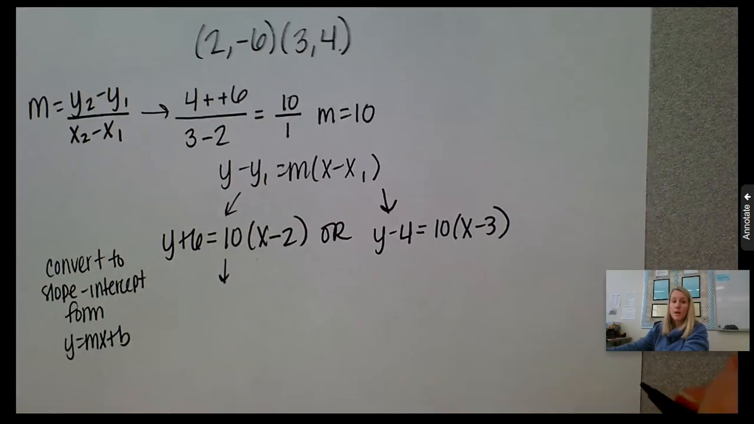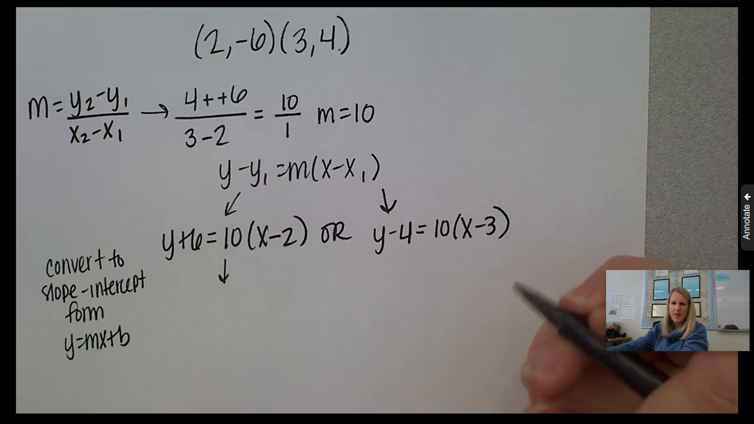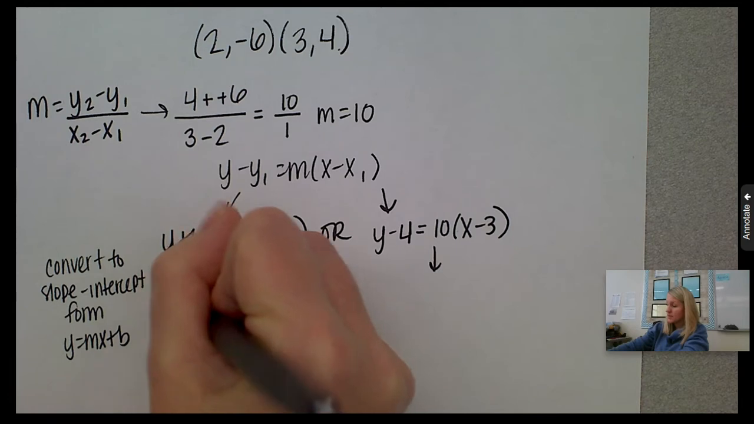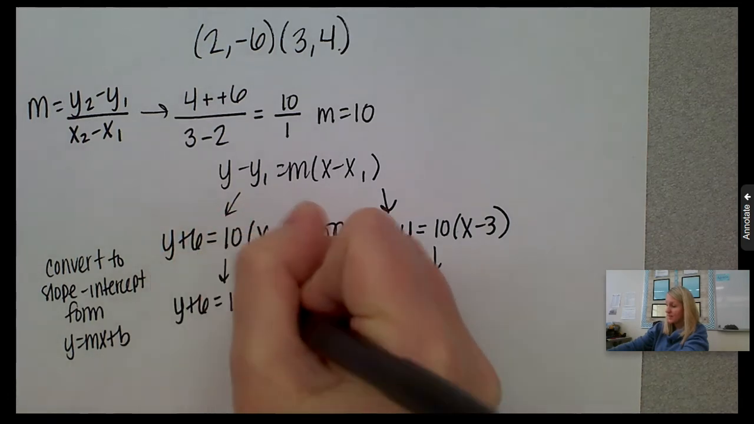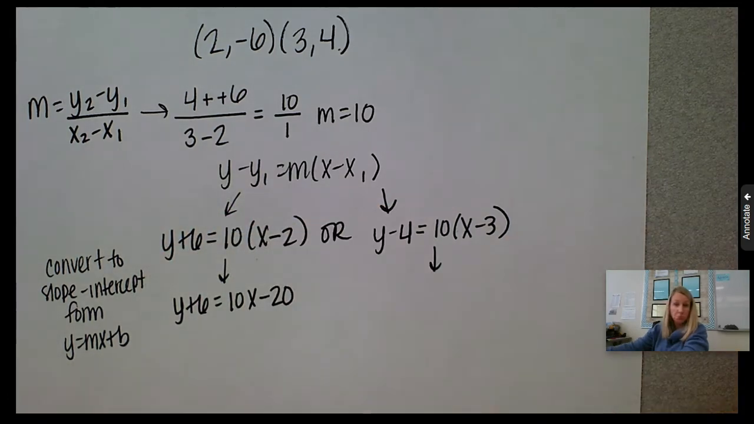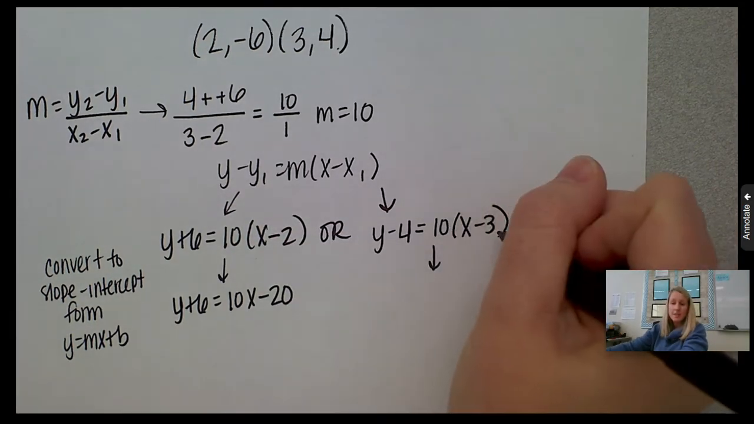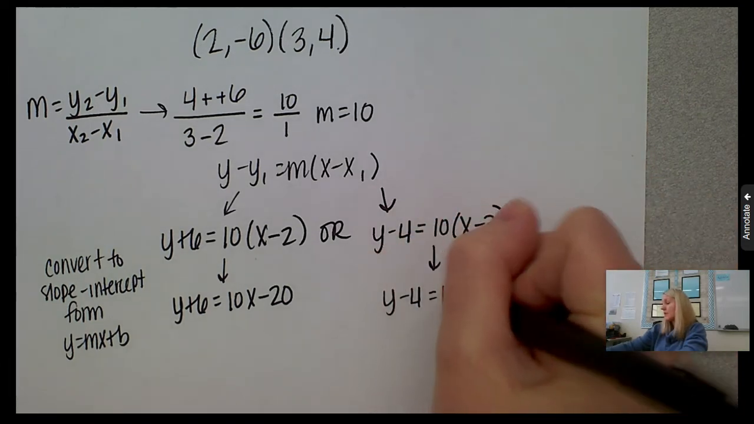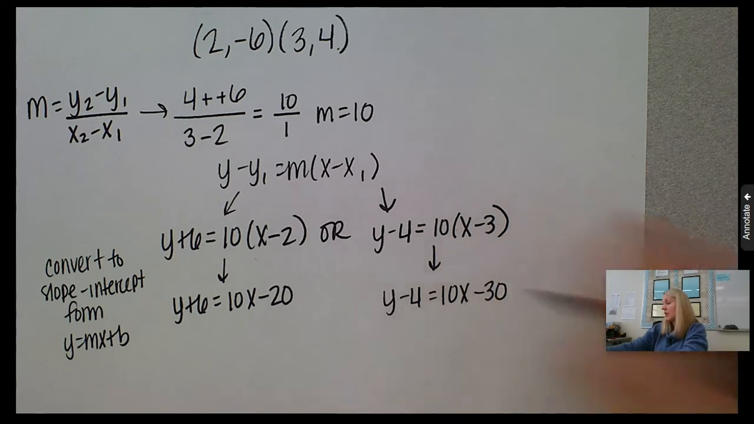Okay. So what I'm going to do is I'm always going to distribute first. I don't want those parentheses there. So for this one, I would get y plus 6 equals 10x minus 20. Here, I'm going to do the same step. I'm going to distribute in y minus 4 equals 10x minus 30. Okay, so as of right now, that doesn't really do anything. I just got rid of the parentheses.